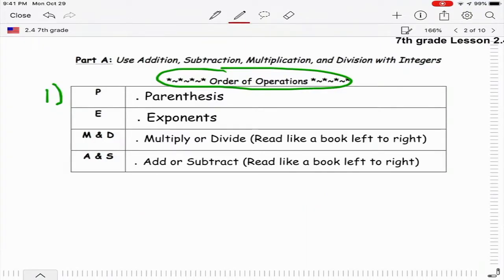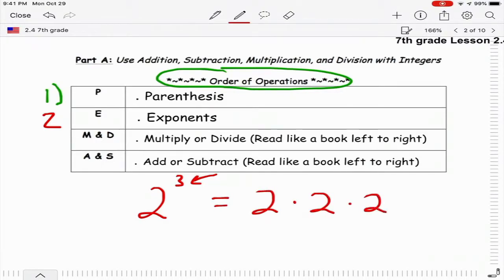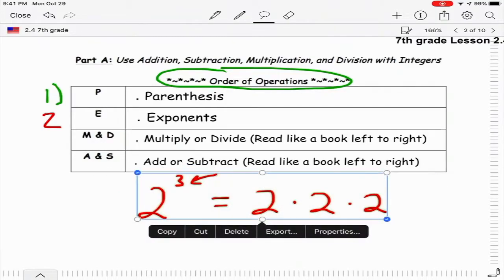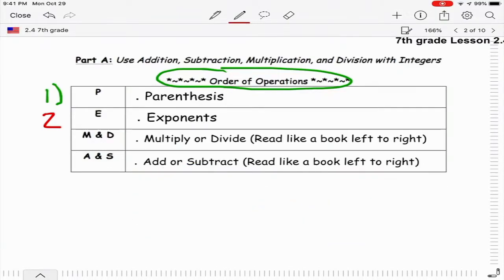So after level 1 comes level 2. Level 2 is exponents. Exponents like that small little number that you see on the top here. That is your exponent. The reason why that goes next is because you're not doing 2 times 3. To solve 2 to the third power, you're actually doing 2 times 2 times 2. So that's why exponents come before any of the other operations besides parentheses.